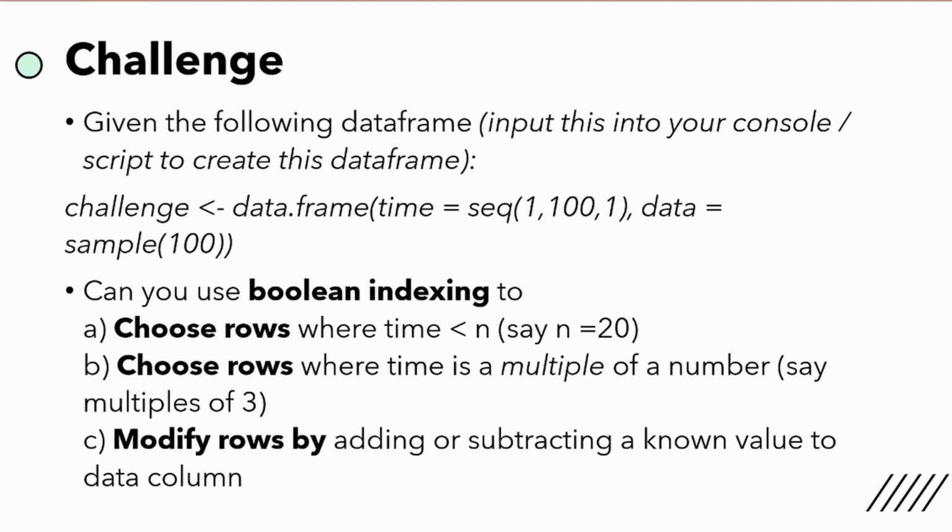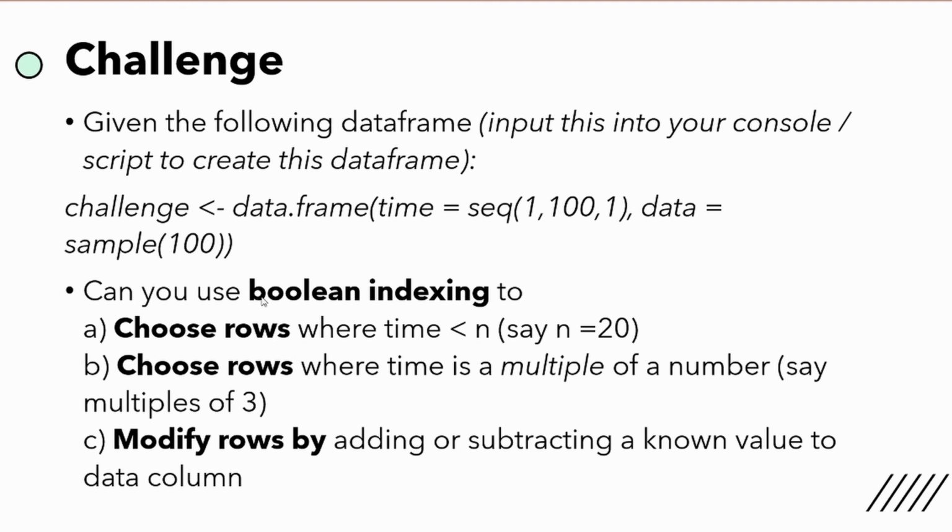If you have R or RStudio open on your desktop right now, you can copy this over into your console. If you don't understand what the seq function or sample function is, no worries, we'll cover it in a later video. It's not that important, you just need to be able to do the operations. Copy this over and you should have created a data frame with 100 rows and 2 columns. You can check that by typing in challenge or print challenge. And now let's do some exercises.